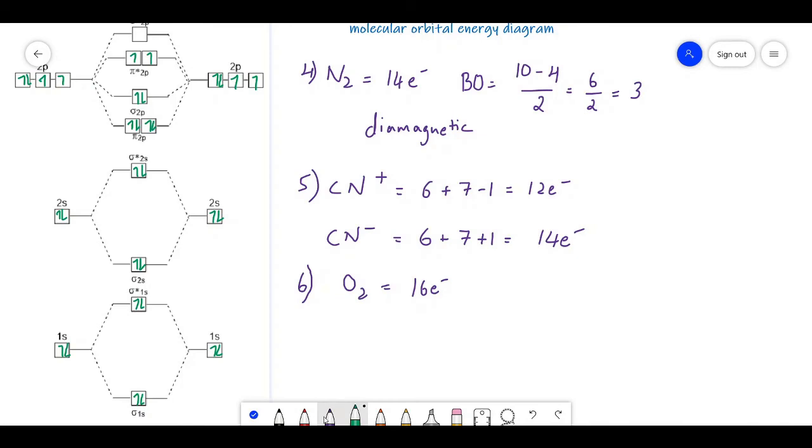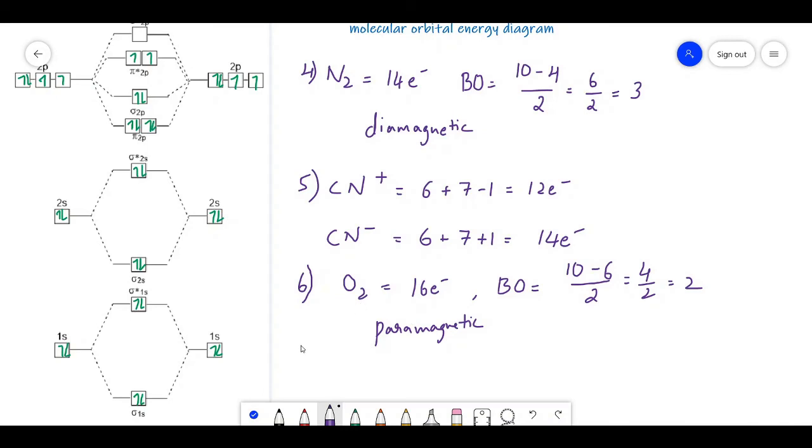Now if you calculate the bond order, bond order is equal to bonding electrons minus anti-bonding electrons, divided by 2. Bonding electrons: 1, 2, 3, 4, 5, 6, 7, 8, 9, 10. You can also count the number of anti-bonding electrons, which is 6. So it is 4 by 2, bond order is equal to 2. And if you see here, there are two unpaired electrons. Whenever there are unpaired electrons, it is said to be paramagnetic. In this way, we can calculate the bond order and magnetic property of oxygen.